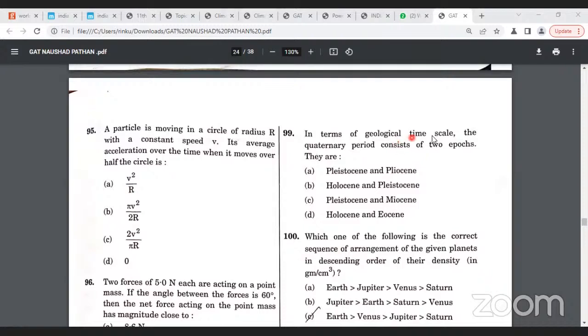Question number 99. In terms of geological timescale, the Quaternary period consists of two epochs and they are Holocene and Pleistocene. 99th answer should be B. Holocene and Pleistocene are the epochs that we are looking at.